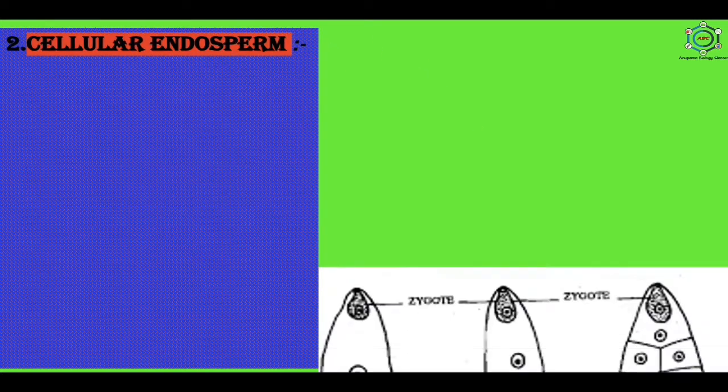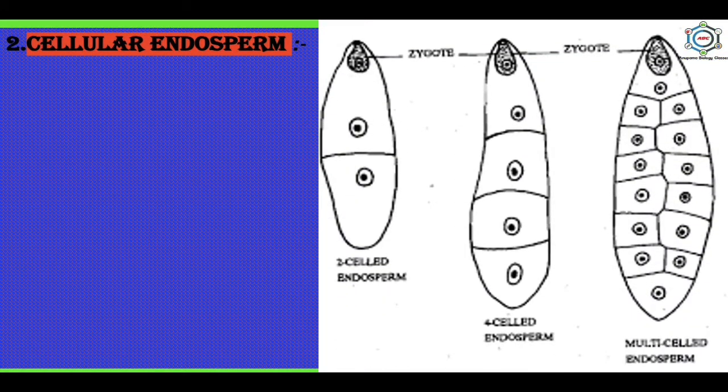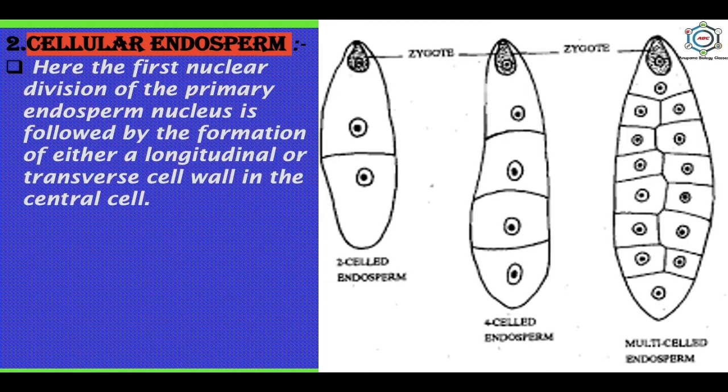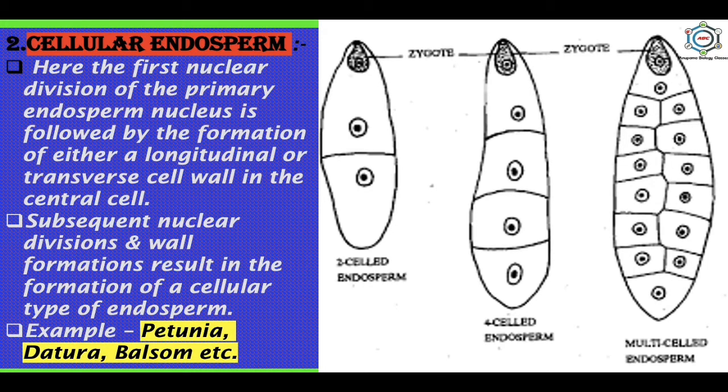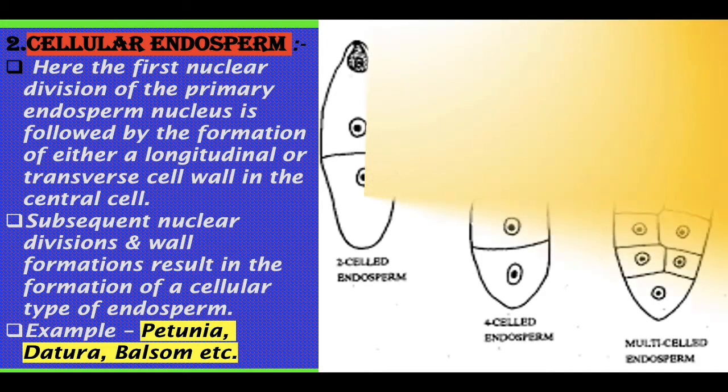Now, the second is cellular endosperm. Here in the picture you can see, in case of cellular endosperm, the first nuclear division of the primary endosperm nucleus is followed by the formation of either a longitudinal or transverse cell wall in the central cell. Then the subsequent nuclear divisions and the wall formation result in the formation of a cellular type of endosperm. Here the examples are petunia, datura, balsam, etc. So this is the cellular endosperm.